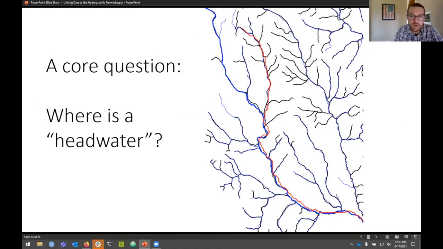But there's this really core question: where is the headwater? We need to be able to identify main stem rivers for drainage basins to a certain degree of granularity. But when you look at multiple data sets and try to do that, it's not always clear which path should be the upstream path, right?